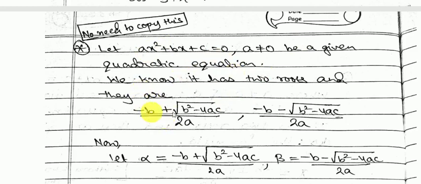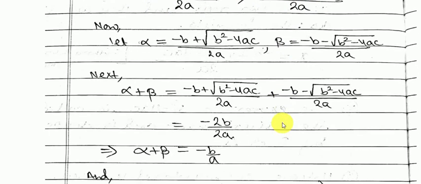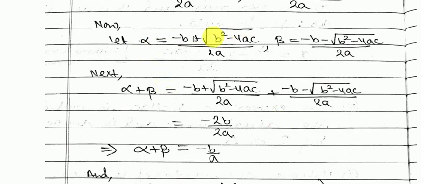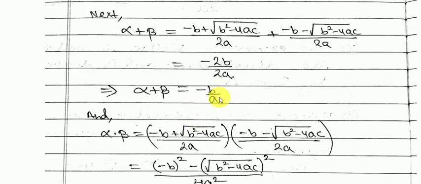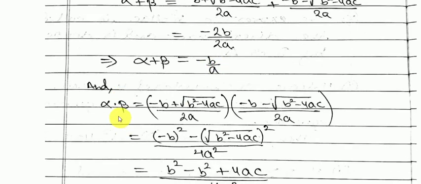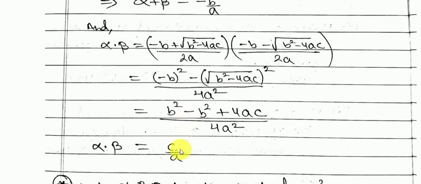By the formula, one root will be this, and the other root is going to be this. Now I'm assuming this to be alpha and this to be beta. Now I will take the sum of alpha and beta, and I get minus b upon a, where b is the coefficient of x and a is the coefficient of x square. Next I take the product alpha into beta and I get c upon a.